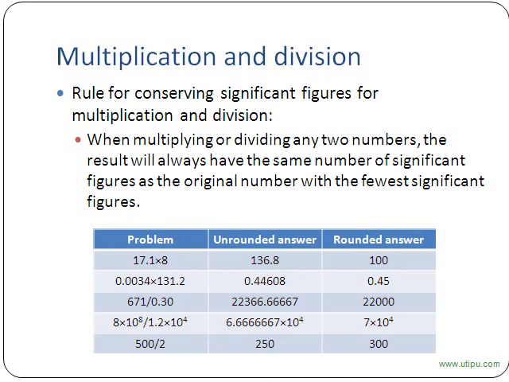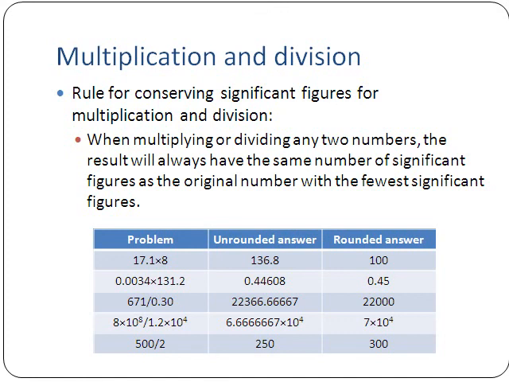So first is going to be on multiplication and division. The rule for conserving significant figures whenever you multiply two numbers together or divide them is this. As it says on screen, when multiplying or dividing any two numbers, the result will always have the same number of significant figures as the original number with the fewest significant figures. So if I am multiplying two numbers, one which has two significant figures, the other which has three significant figures, then the answer will have two significant figures because of the first two significant figures and three significant figures, the one that had the fewest was the one that had two.